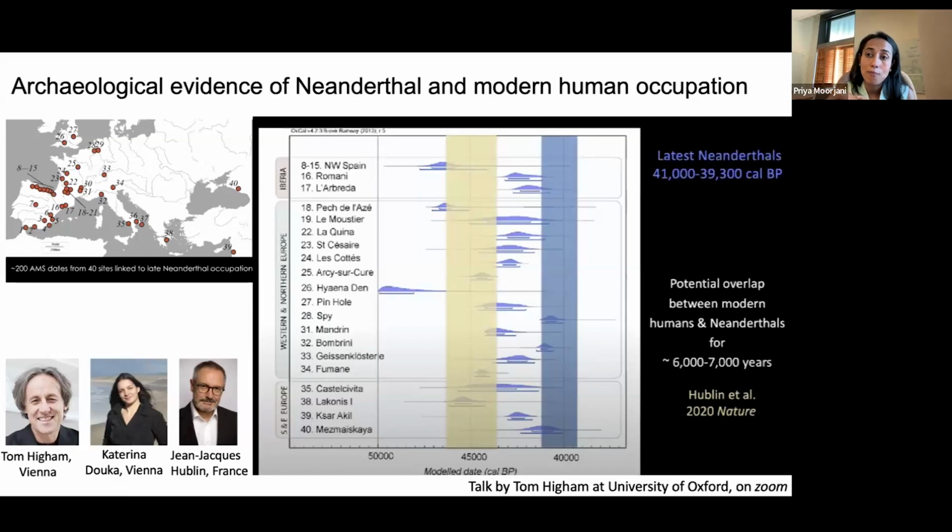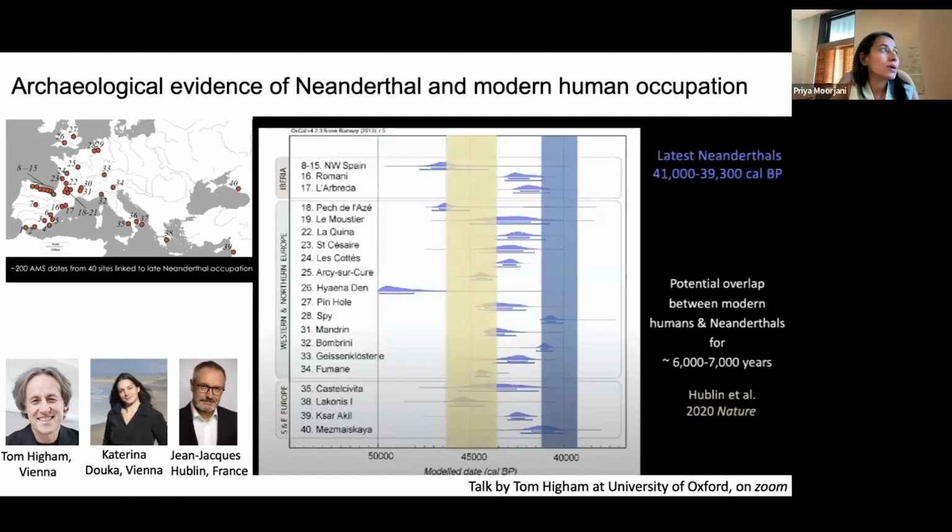Similarly, looking at data of modern humans, we can also study when modern humans may have been present at the same sites overlapping with Neanderthals. Based on this, they've inferred that modern humans and Neanderthals may have overlapped for about 6,000 to 7,000 years.